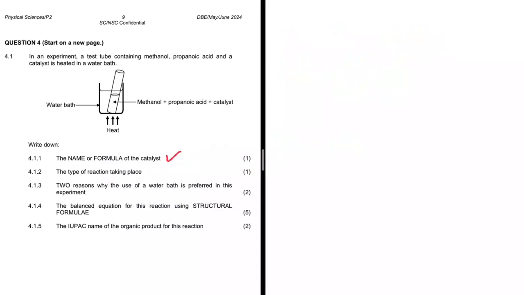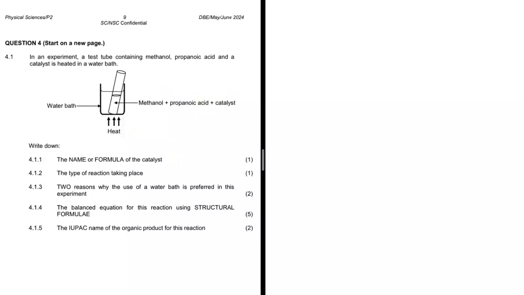The name or formula of the catalyst used. So let's go ahead and take a look and see what is happening. In an experiment, a test tube containing methanol, propanoic acid, and a catalyst is heated in a warm bath. Well, we have the setup in front of us. Under the warm bath, we have some heat, methanol, propanoic acid, and a catalyst. Already, you should be able to tell that we have esterification taking place.